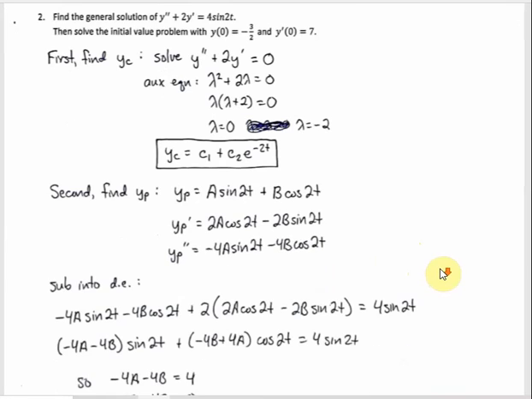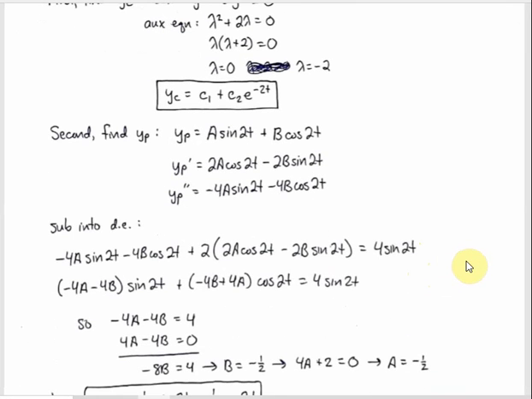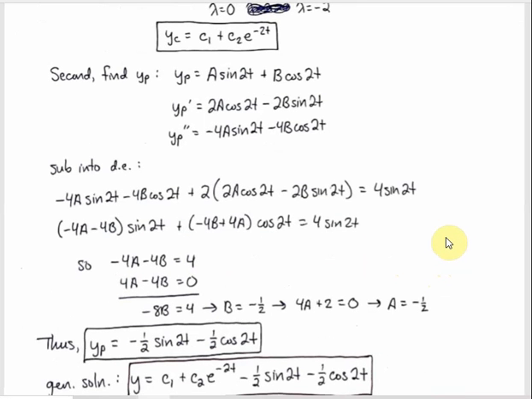And then when you substitute in, so okay, there's the second derivative, then plus 2 times the first derivative, and then that's going to be equal to 4 sine 2t. Here on the left side, basically I just rearranged stuff so I could combine like terms easier. I put the sine 2t stuff together and the cosine 2t stuff together. That's basically what this line is.